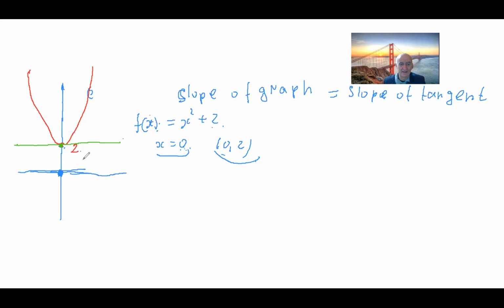We agreed that f(x), or I will write it as y equals 2, this is the equation of this tangent line. y equals 2. Okay. My next question is, what is the slope of this tangent line? y equals 2. 0.